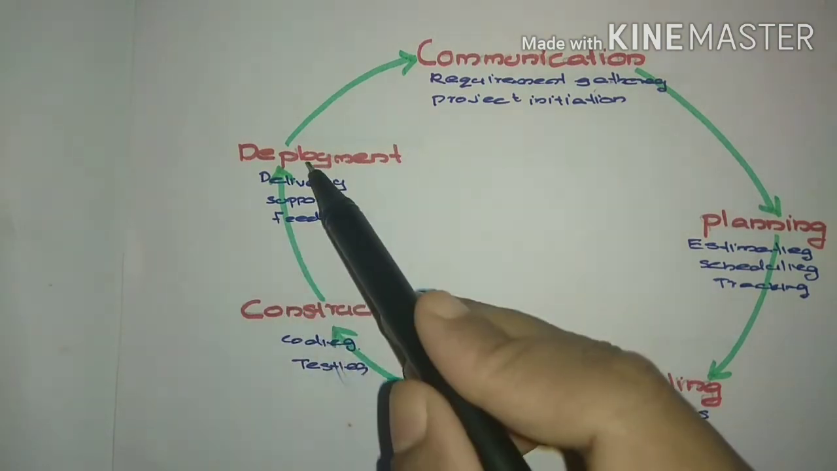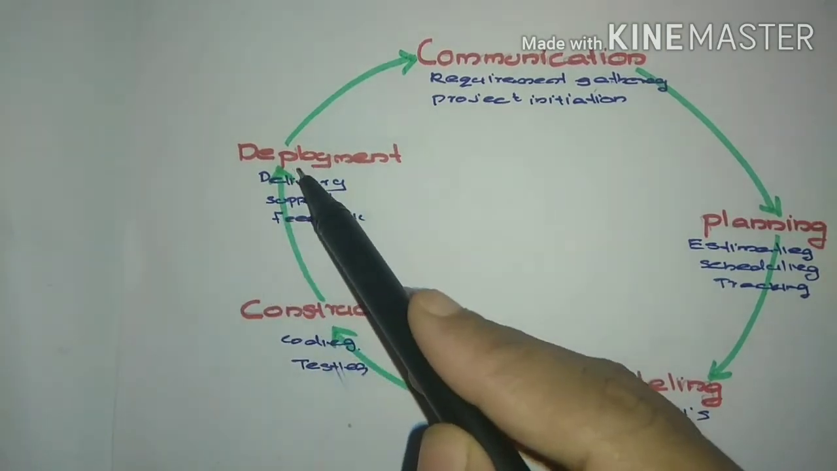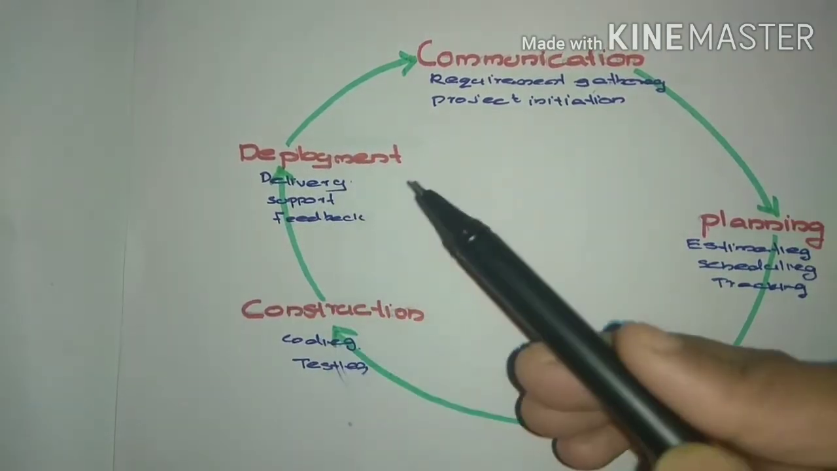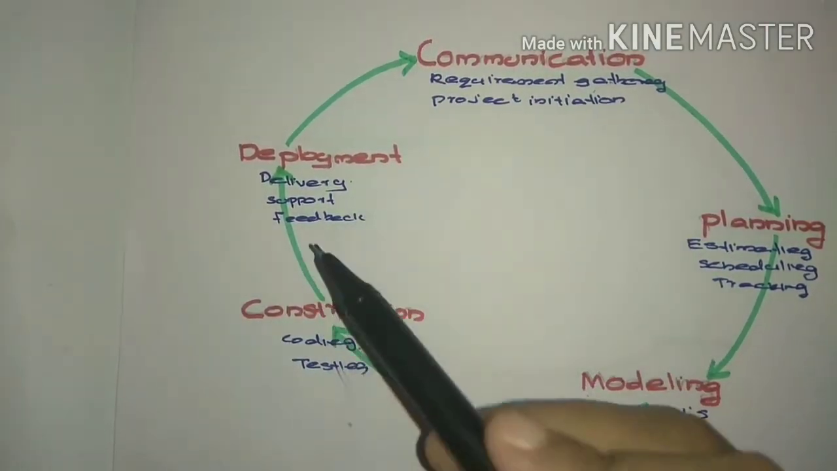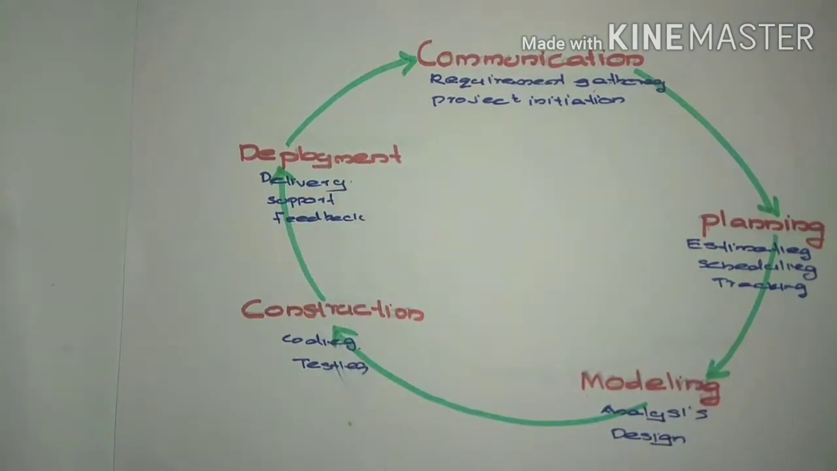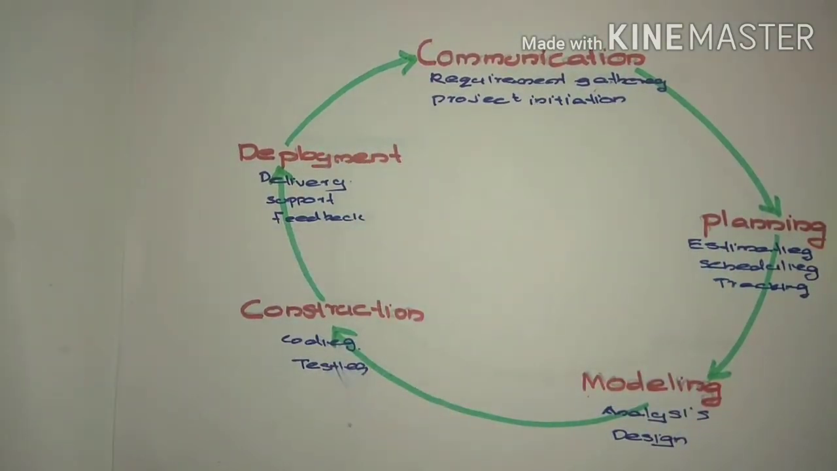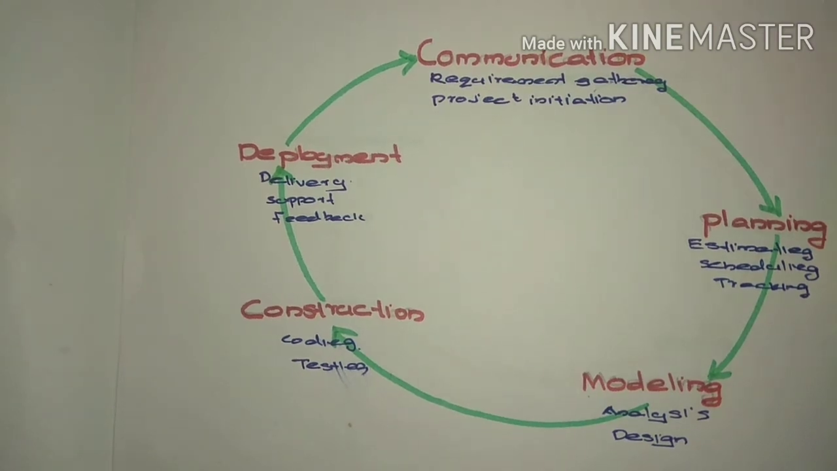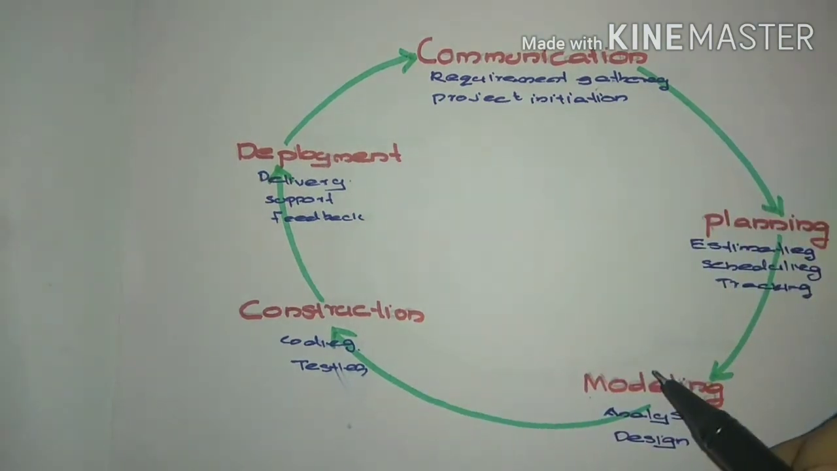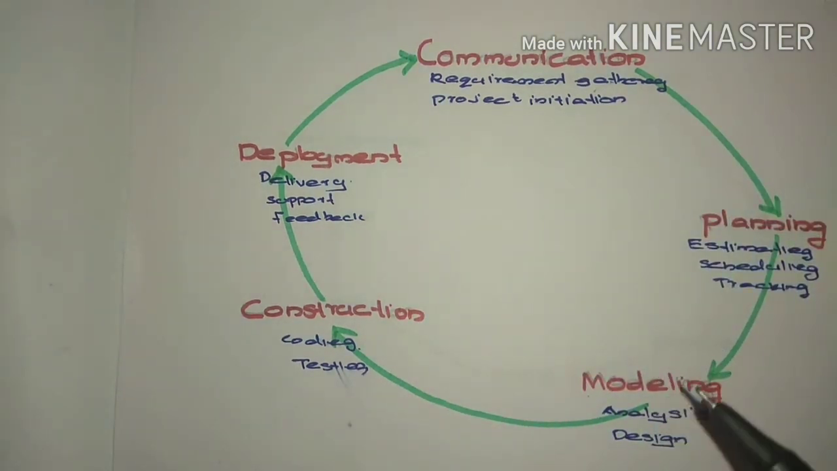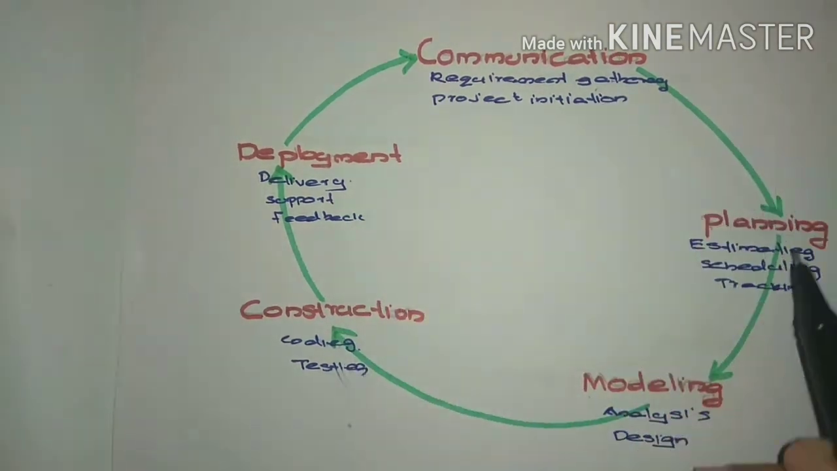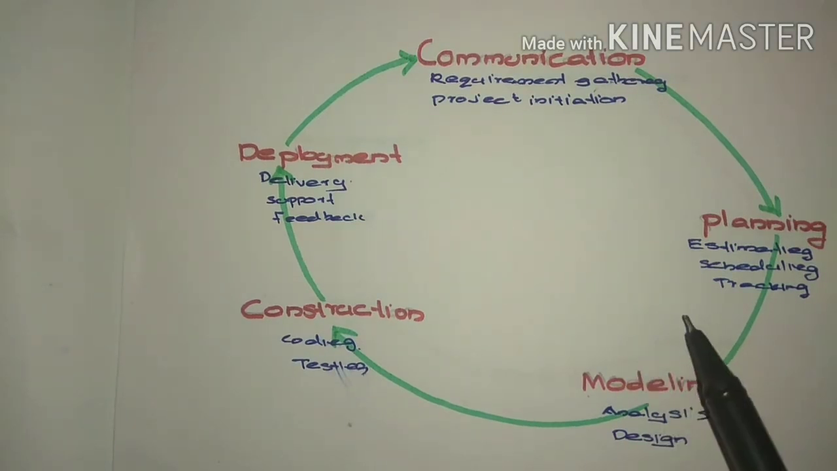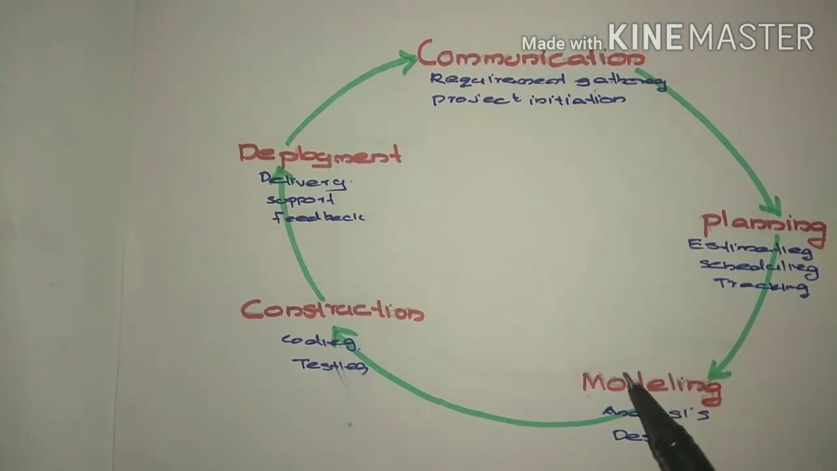Okay, then delivery, that is, the product is ready. Then delivery, after that maintenance, feedback, support, everything comes under this deployment phase. So there are 5 generic stages, or the 5 generic framework activities, and this can be used to describe any software process models.